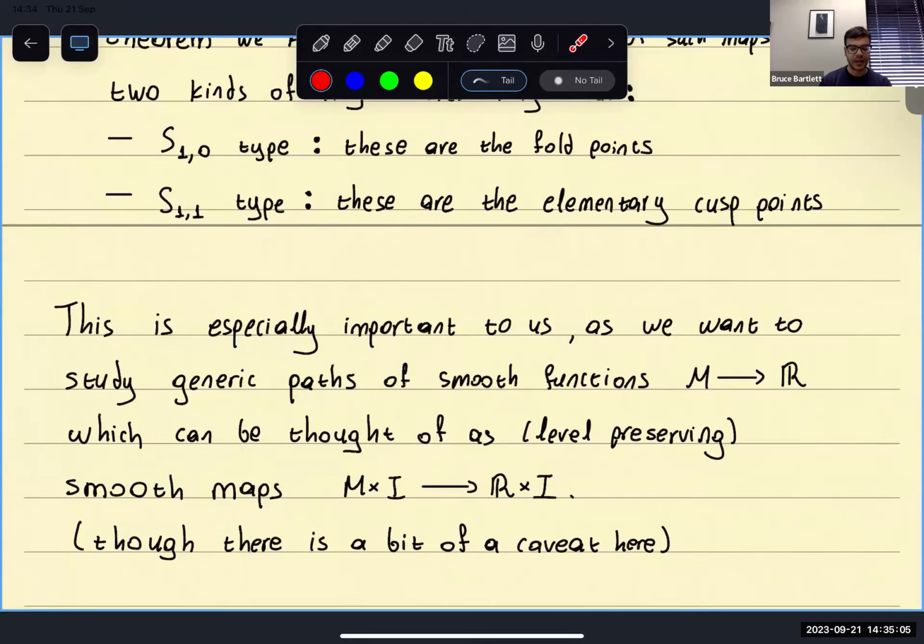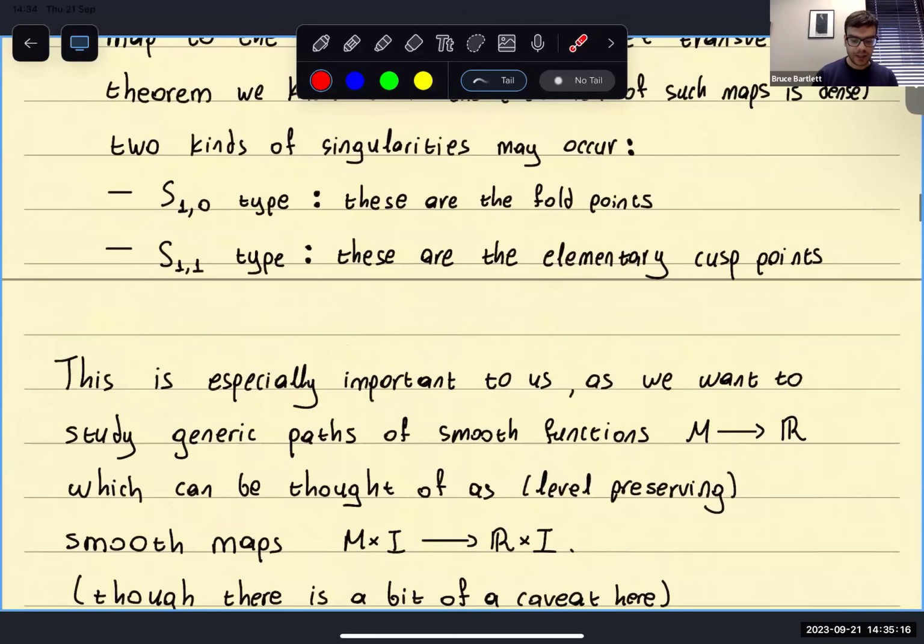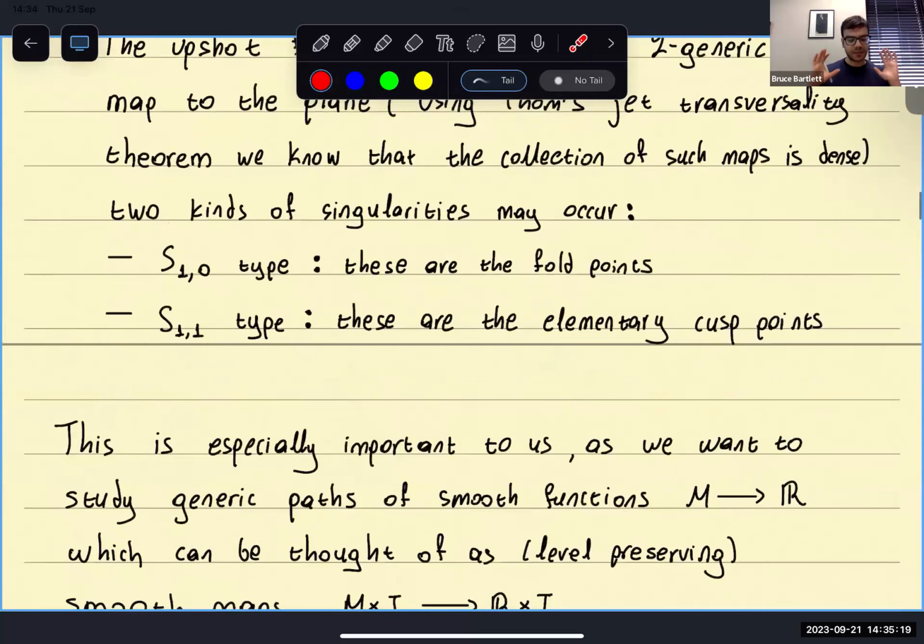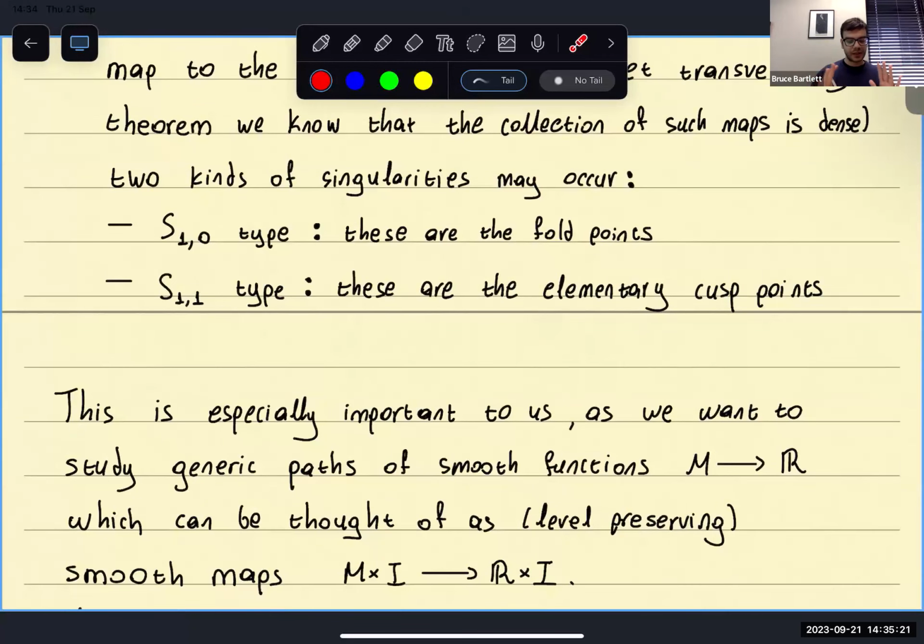But again, it's one of those things that I will not go into details about. I just wanted to give an overview of what happens generically when the target is the real line.